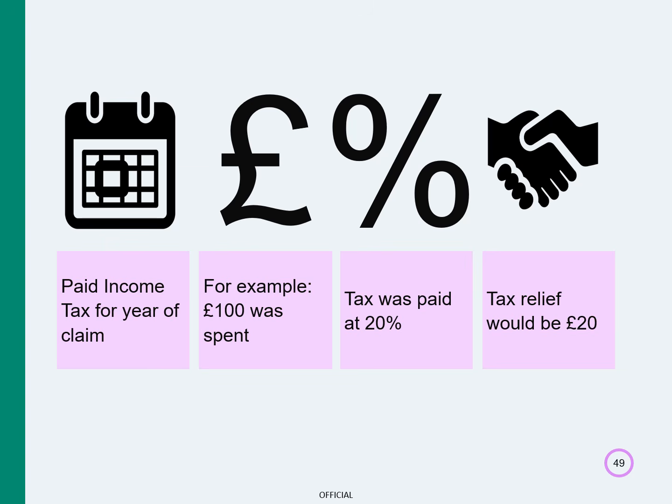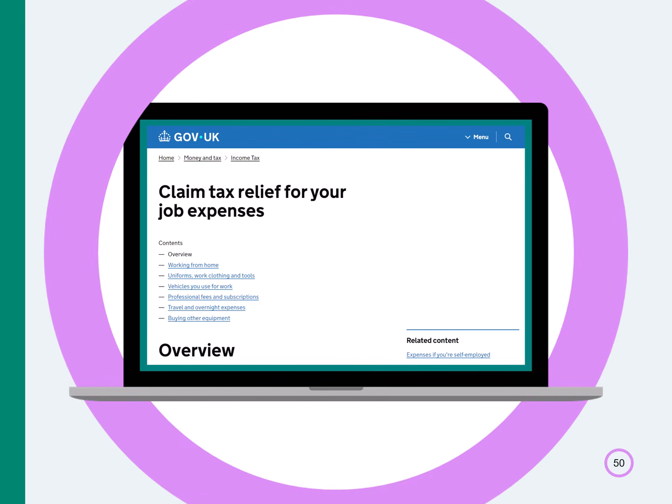The tax relief you get is based on what you've spent and the rate of tax you paid. If you've spent £100 and you pay tax at 20%, the tax relief you'll get is £20. This page on gov.uk has lots of information about claiming tax relief for job expenses. It also explains what evidence you need to keep for each type of expense. You only need to send this if we ask to see it.